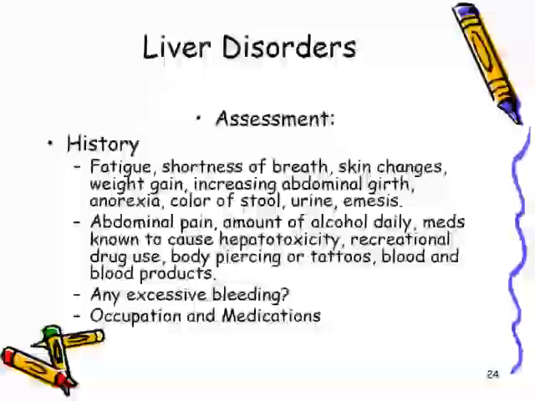The patient may have weight gain and increased abdominal girth because of third spacing of fluids in the abdominal cavity. They may have anorexia, changes in the colors of the stool, changes in the urine, and they also may come in with vomiting. Many of these patients will have abdominal pain. Part of the assessment would be to look to see if they drink alcohol on a daily basis and how much they do drink.